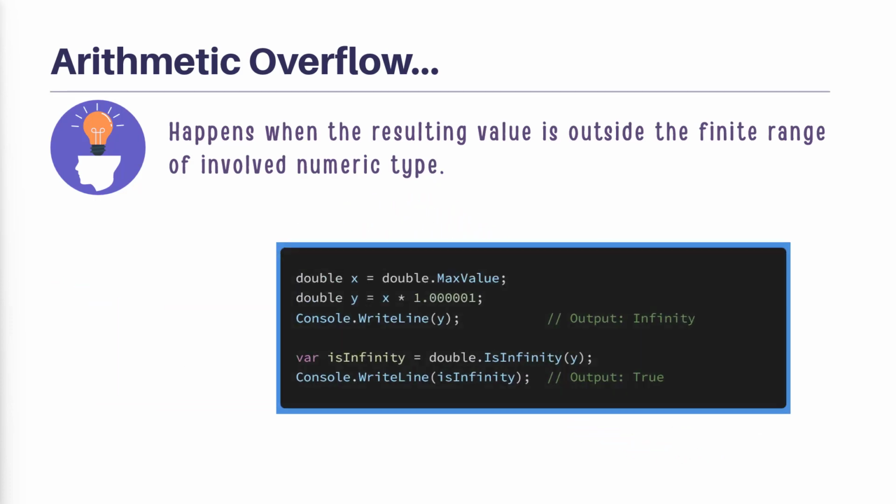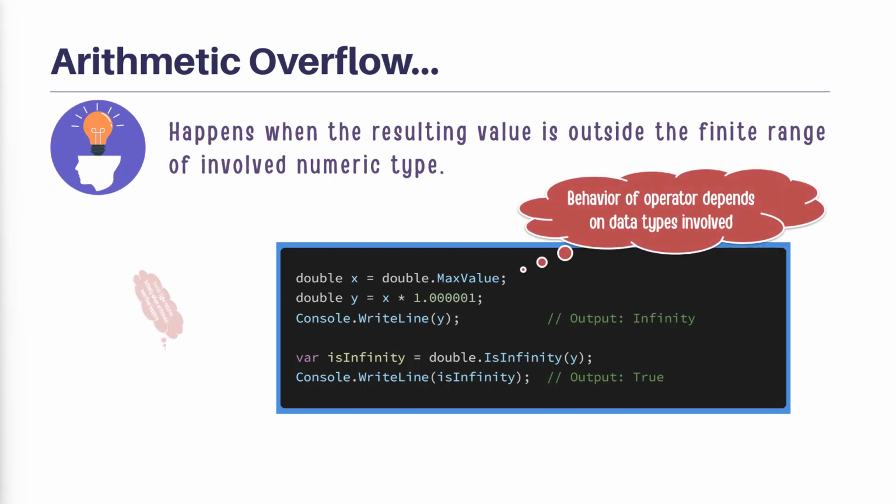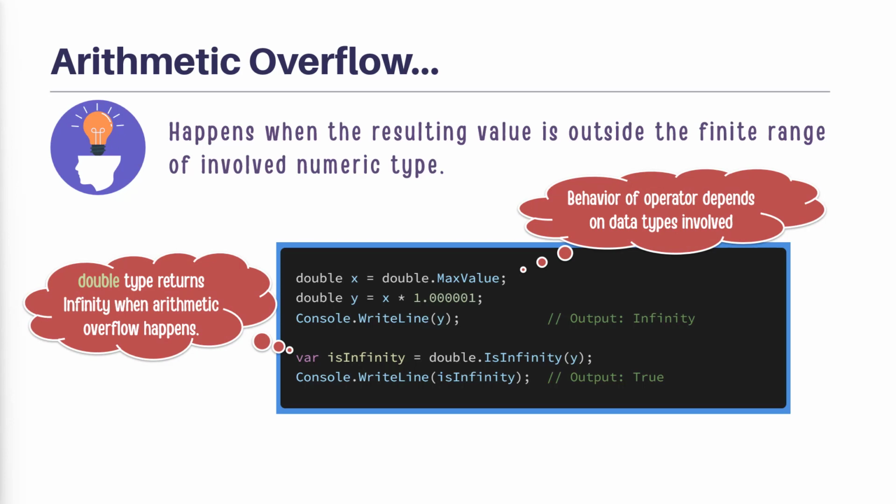For double values, arithmetic overflow returns a special constant, Double.Infinity. This code snippet shows an example. Here, Double.max value is multiplied by a number, and this expression resulted in arithmetic overflow. If we print the value of the result, it shows infinity on the console.